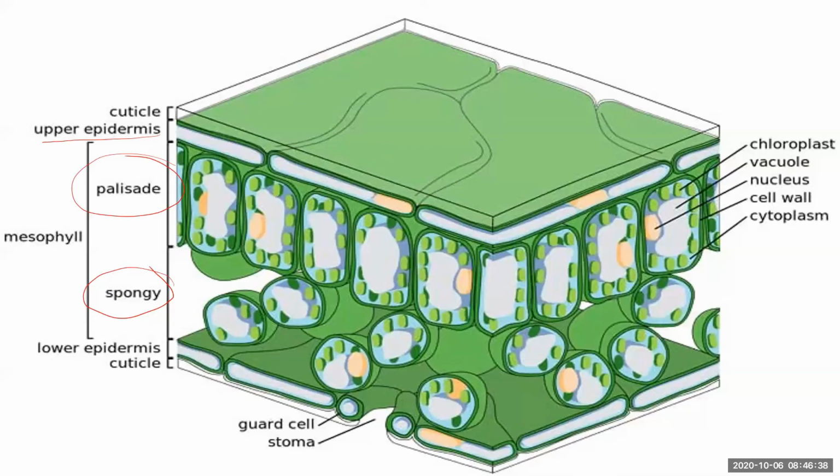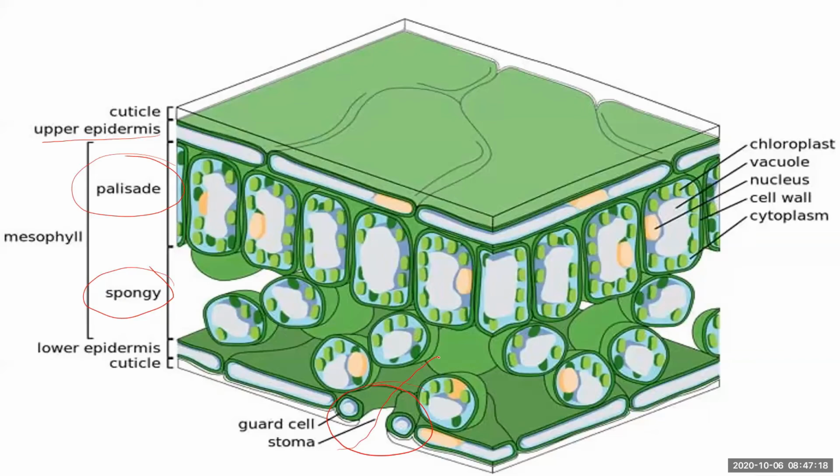So, kailangan may air spaces sila doon sa ilalim for them to be able to absorb gas. Kasi pag compact din sila, like the palisade, the gas might not be able to be absorbed. So, kailangan nila ng air spaces sa ilalim so that they can absorb gas. That is why also, nasa ilalim yung tinatawag natin na stoma or stomata, which is the parang entry point or exit point ng gases for plants.